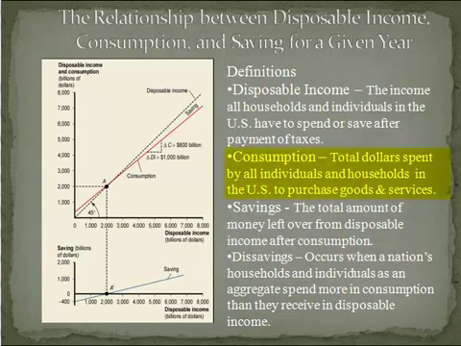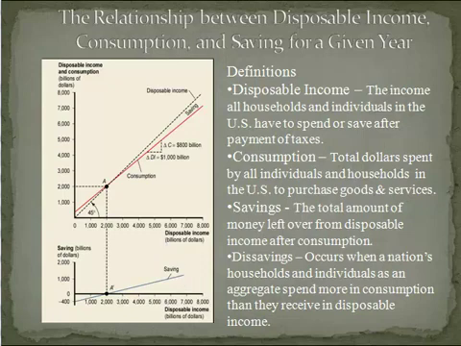So consumption definition is the total dollars spent by all individuals and households in the U.S. to purchase goods and services. So you can either consume or save. Savings definition is the total amount of money left over from disposable income after consumption. And dissavings occurs when a nation's households and individuals as an aggregate spend more in consumption than they receive in disposable income. What that means is that we as Americans spend more than we make.